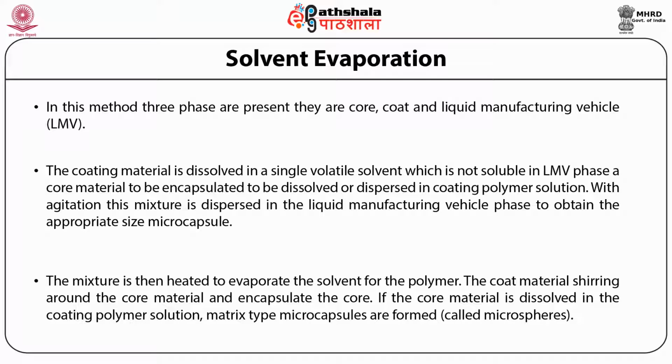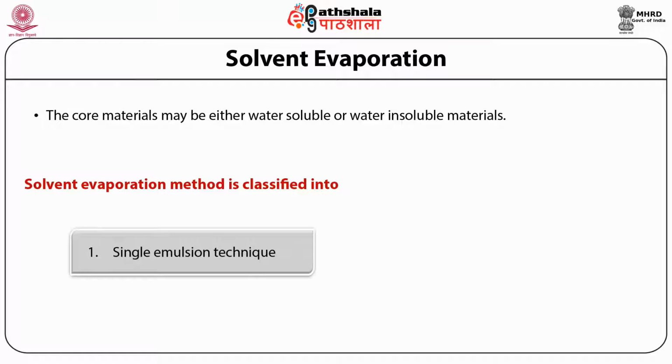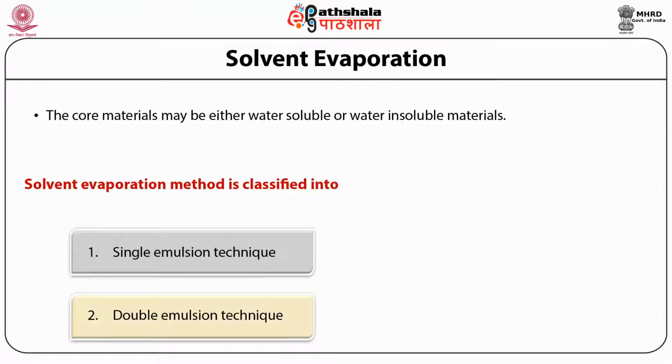Now if the core material is dissolved in the coating polymer solution, matrix type microcapsules are formed, which are known as microspheres. The core material may either be water soluble or water insoluble. Solvent evaporation method is classified mainly into two classes. One is single emulsification technique and the second is double emulsification technique.